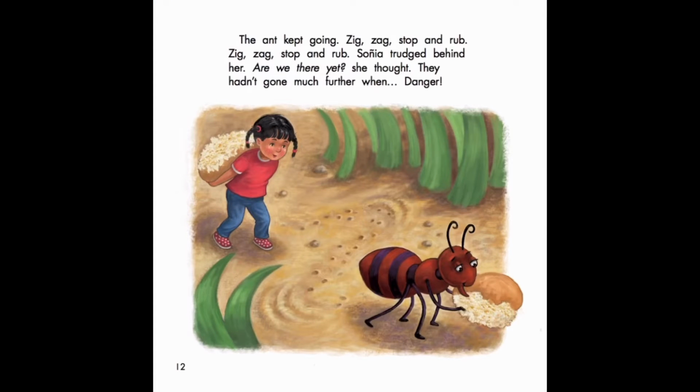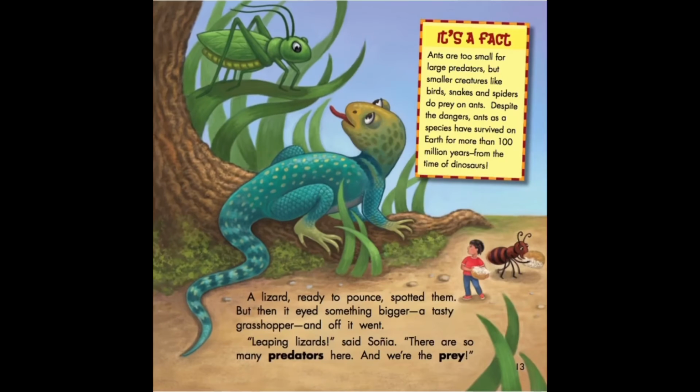The ant kept going. Zigzag, stop, and rub. Zigzag, stop, and rub. Sonia trudged behind her. "Are we there yet?" she thought. They hadn't got much further when... Danger! A lizard, ready to pounce, spotted them, but then it eyed something bigger, a tasty grasshopper, and off it went. "Leaping lizards," said Sonia. "There are so many predators here, and we're the prey."